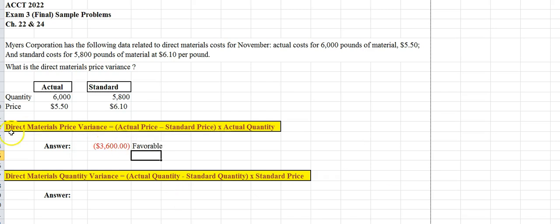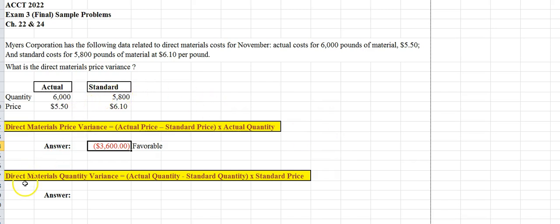And it's easy to see. We're talking about price variance here. And your actual price was lower than your standard, so you know it's going to be favorable. Now, what's the dollar amount favorable? Well, once you multiply that times the actual quantity, you'll get the full dollar amount favorable.